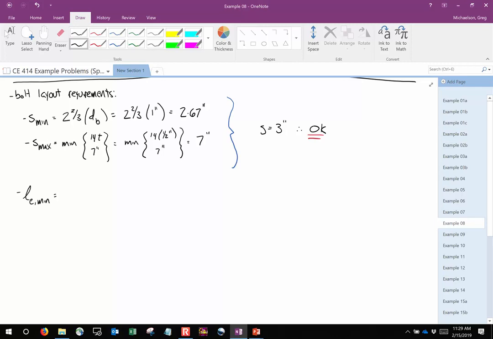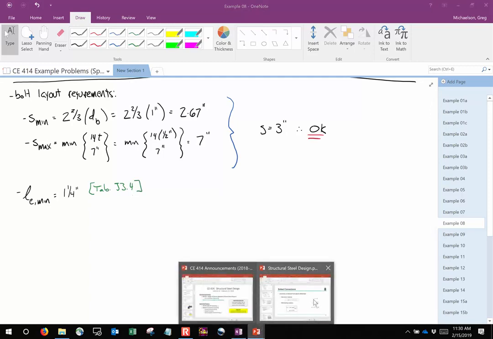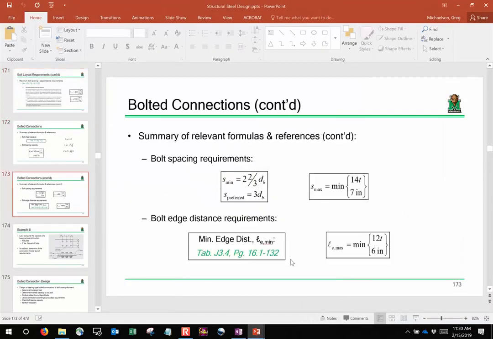One and a quarter, okay? Now, help me out. What table did you find that from? See, here's the thing. When you go to the slides, I know everybody's like, where did you find that? That's why I put this little summary two slides back, and it says that minimum edge distances are in table J3.4 on page 16.1-132. I do that because I know they're like, well, where did you find that?